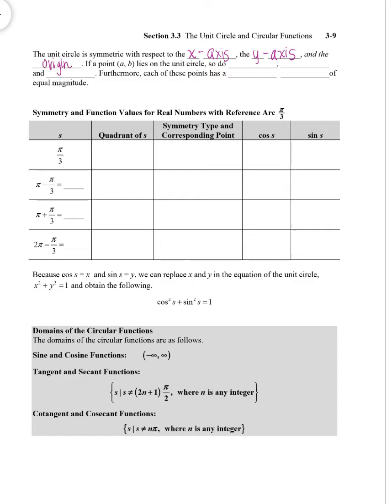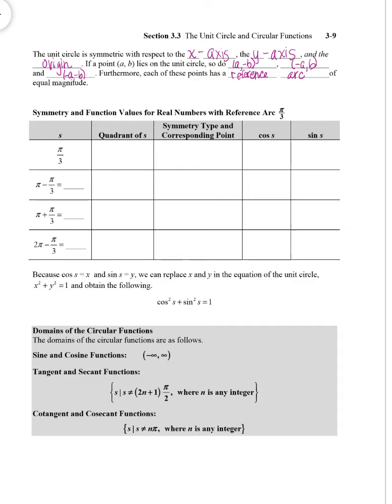If a point (a, b) lies on the unit circle, then so do (a, negative b), and that's because of symmetry across the x-axis, (negative a, b), that means there's symmetry across the y-axis, and (negative a, negative b), because it's symmetric with respect to the origin. Furthermore, each of these points has a reference arc of equal magnitude. So let's look at an example of the reference arc.